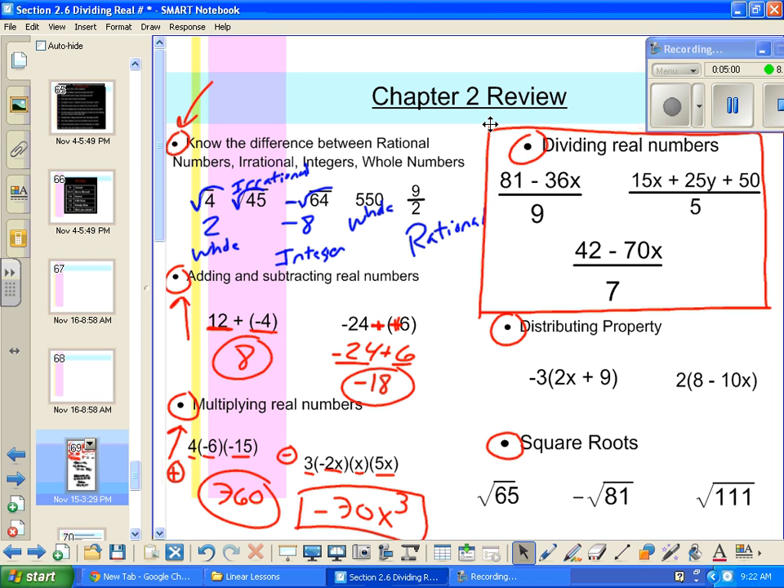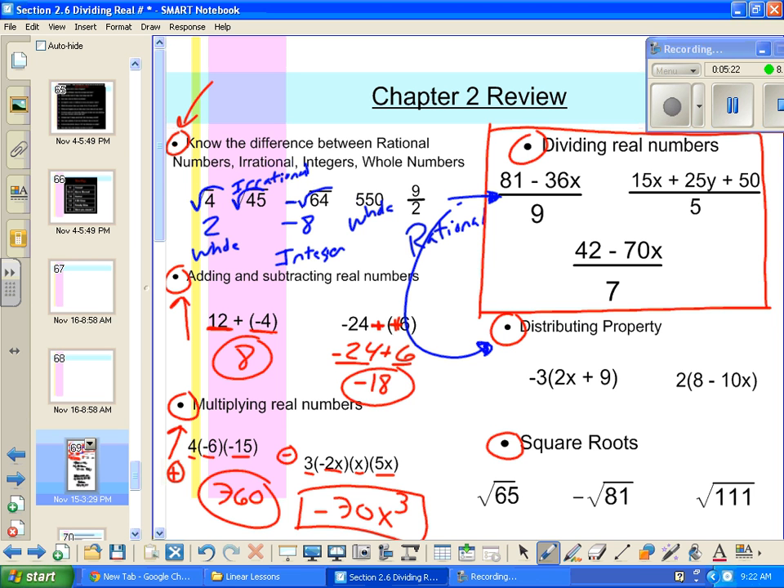Dividing real numbers, I have these three little expressions. And these are problems where the directions might say simplify. In these problems, like this first one says 81 minus 36x divided by 9. Remember that this big line here means divide, or in a fraction that means that you could divide the top by the bottom.